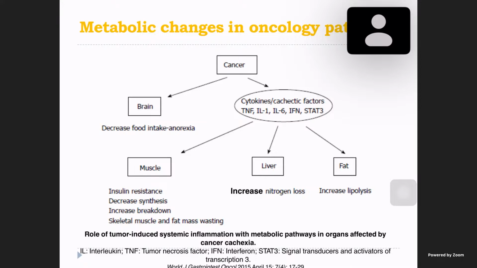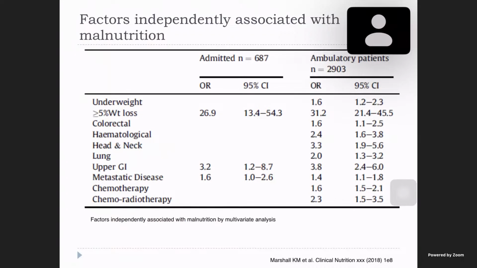The different cytokines secreted are tumor necrosis factor, interleukins, or interferons. They cause increased lipolysis by acting on the fat. They increase nitrogen loss to the liver pathways, and in the muscle they cause insulin resistance. The interaction leads to insulin resistance, decreased synthesis of proteins, increased breakdown, and skeletal muscle and fat mass wasting. The role of tumor-induced systemic inflammation with metabolic pathways in organs affected by cancer cachexia is of tremendous importance, and we need to recognize these factors.